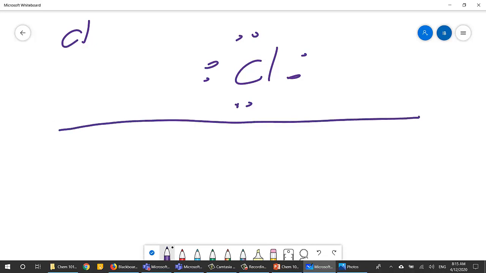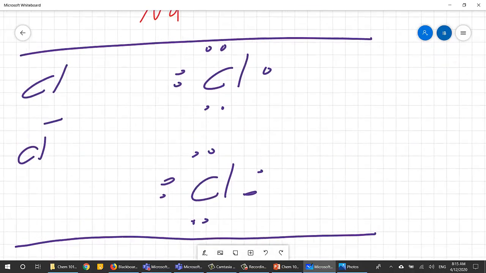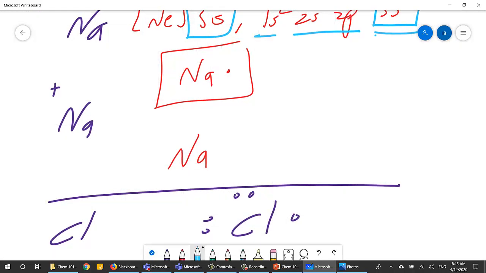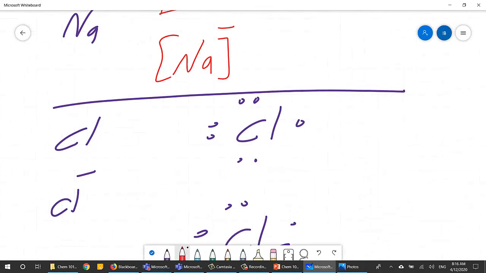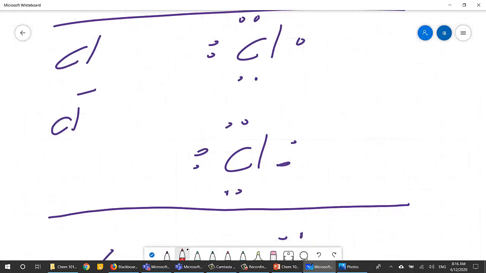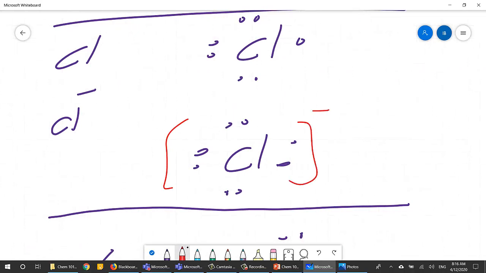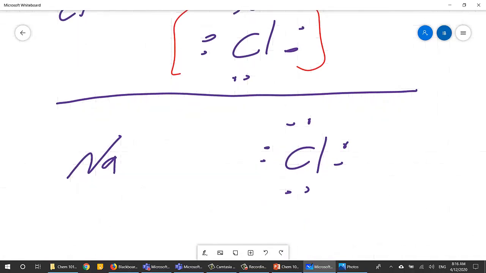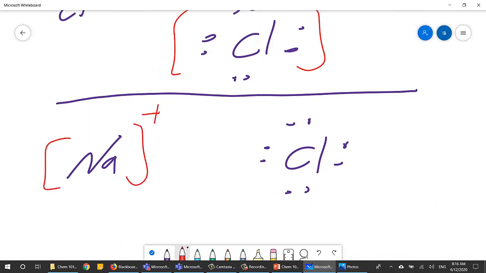So if you have Na plus, which is this, and Cl minus, which is this. Of course, sorry, I made a mistake here. When you draw the Lewis structure, you should show the charge, that this is actually an anion. So now we have Na plus, which is this. This is the Lewis structure for Na plus, and this is the Cl minus Lewis structure.